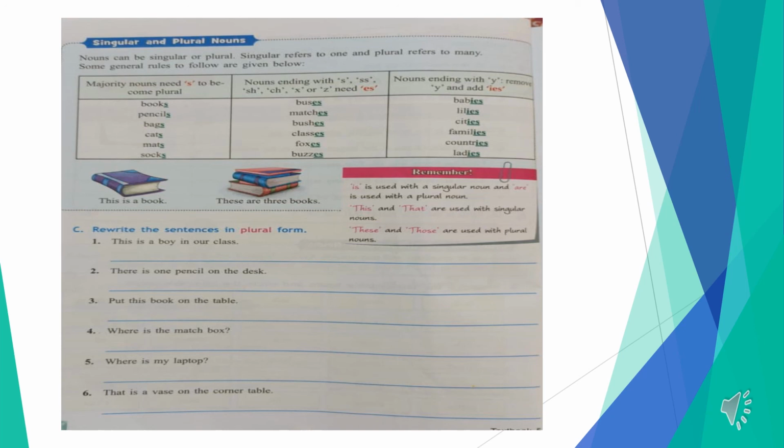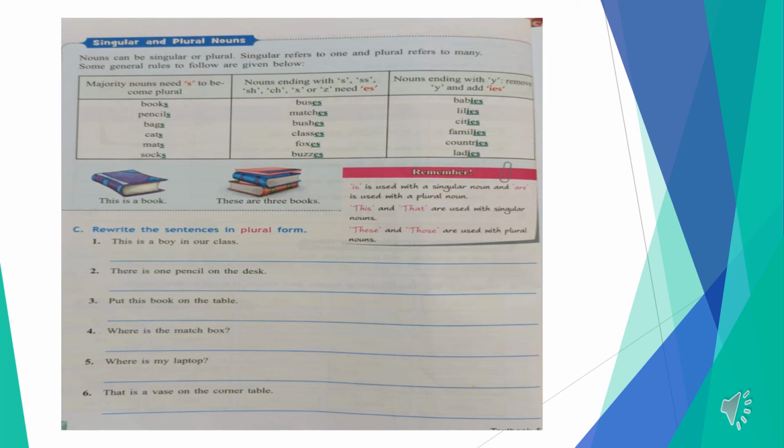B-O-Y-S. There is one pencil on the desk. There are pencils on the desk. P-E-N-C-I-L-S. Put this book on the table. Put these books on the table. B-O-O-K-S. Where is the matchbox? Where are the match boxes? B-O-X-E-S, boxes.